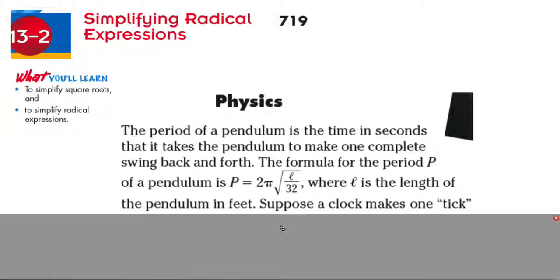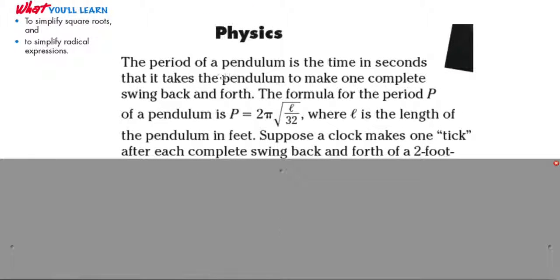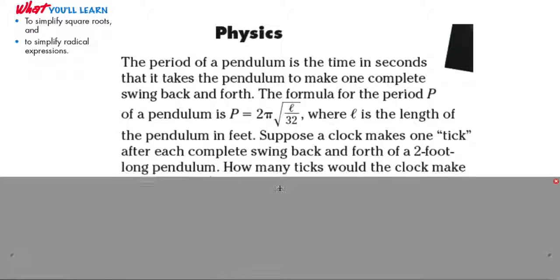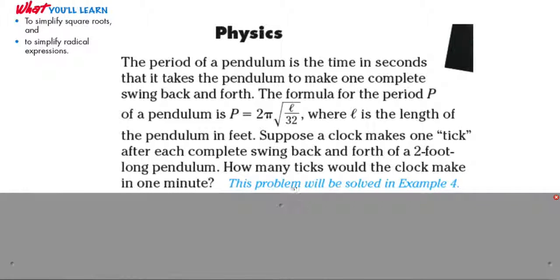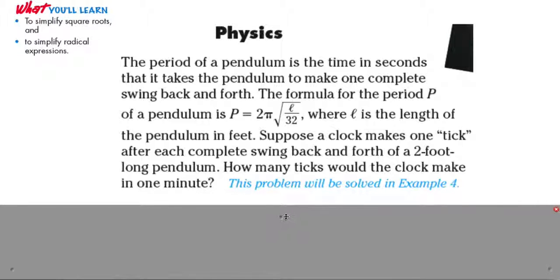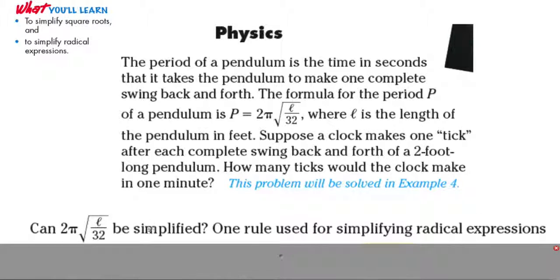Suppose a clock makes one tick after each complete swing back and forth on a 2-foot pendulum. How many ticks would a clock make in 1 minute? So we're trying to find the period of a pendulum in 1 minute. We'll solve this in example 4. Before we do that, can 2 pi times radical L over 32 be simplified?